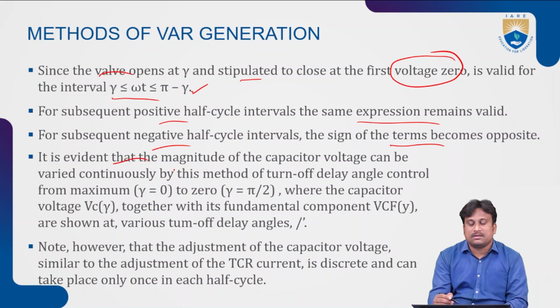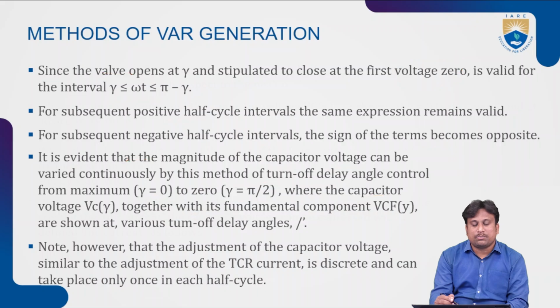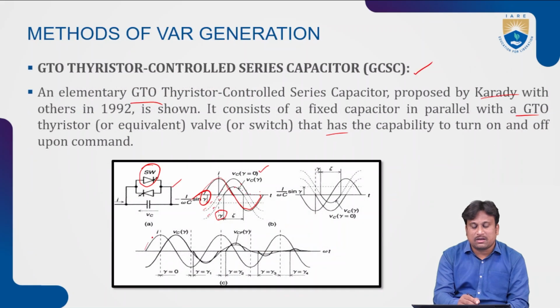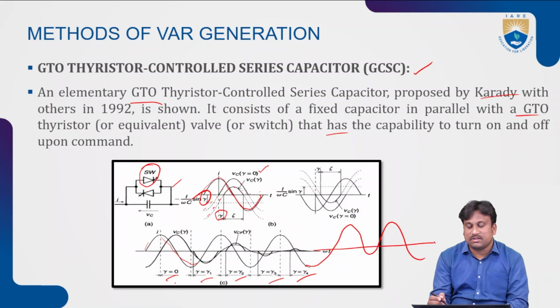It is evident that the magnitude of the capacitor voltage can be varied continuously by this method of turn off delay control, from the maximum value at gamma equals 0 to gamma equals pi by 2. The capacitor voltage together with its fundamental component is represented in this diagram. That makes the fundamental component of the wave across each gamma angle 0 at gamma 1, gamma 2, gamma 3, gamma 4. Like that the instantaneous wave follows further sequences along the line.